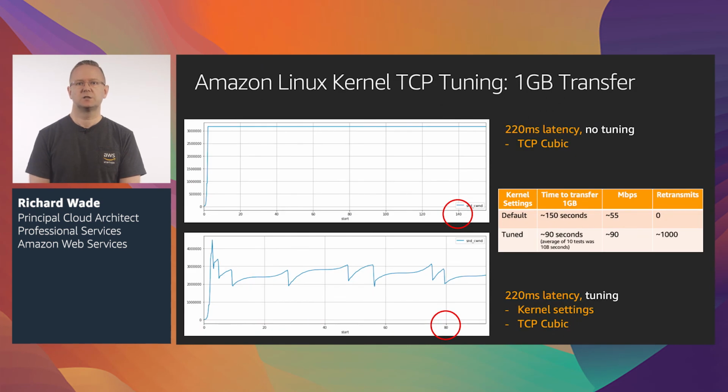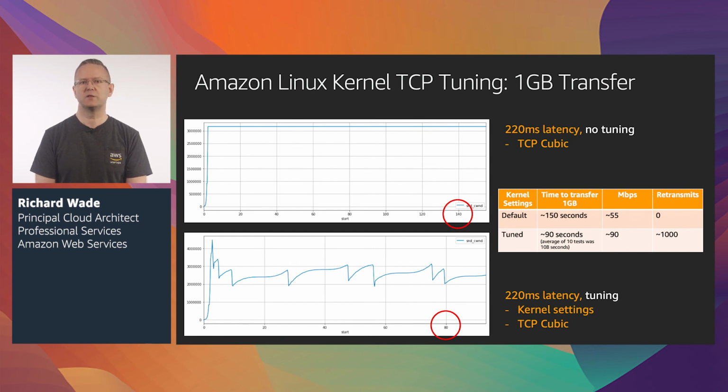This slide shows how the TCP cubic congestion window behaved when transferring 1 GB of data from AP Southeast 1 to US East 1. Firstly, as you can see, with the default settings, this transfer took around 150 seconds and was very stable, giving us a flat line across the lifespan of the connection. However, after tuning, it took around 90 seconds. This shows that we could expect a 30 to 40% performance improvement in this particular scenario.